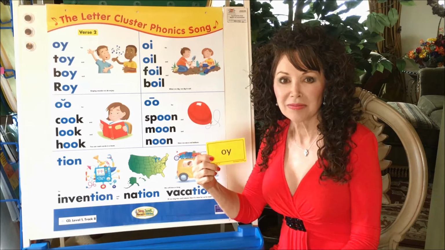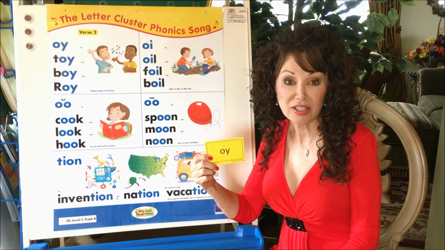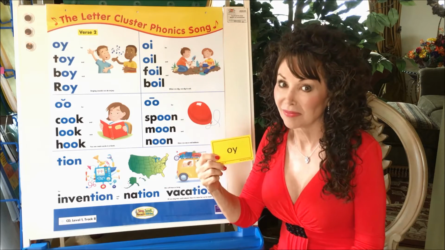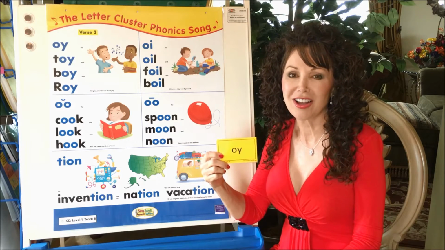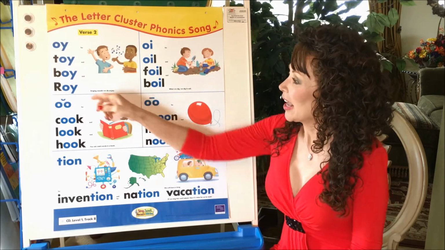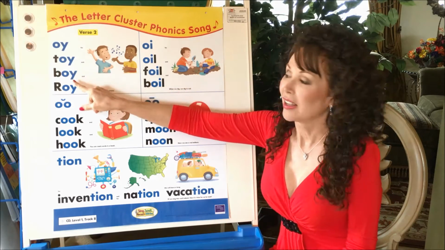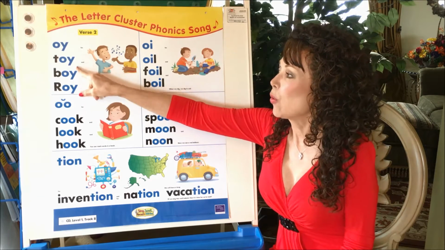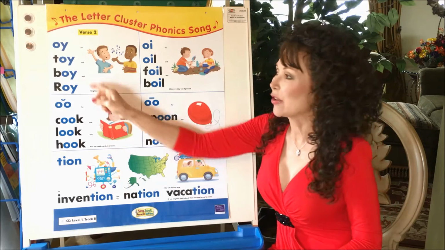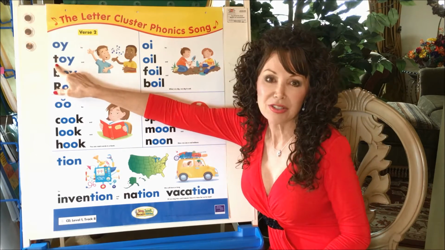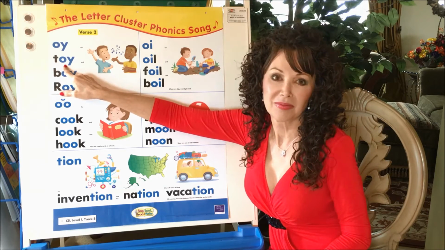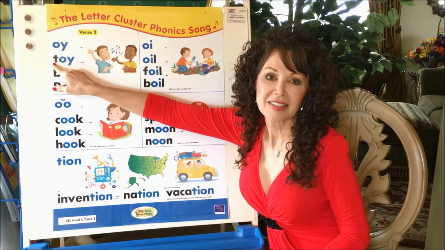What sound? That's right, oi. This is oi that we may use at the end of English words. And what do you know? Look here. We have oi at the end of these English words. Let's see if we can sound them out. What sound? T. What sound? Oi. Say it slowly.